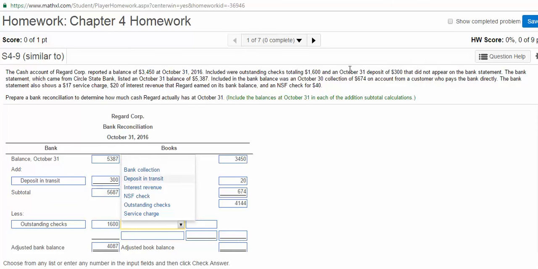One of the things that they tell you is that there's a $17 service charge. So we'll come over here, put $17.